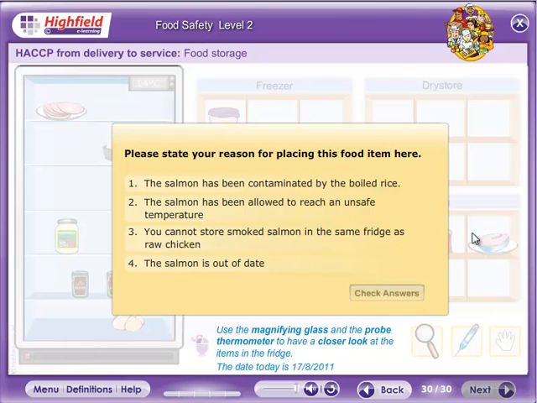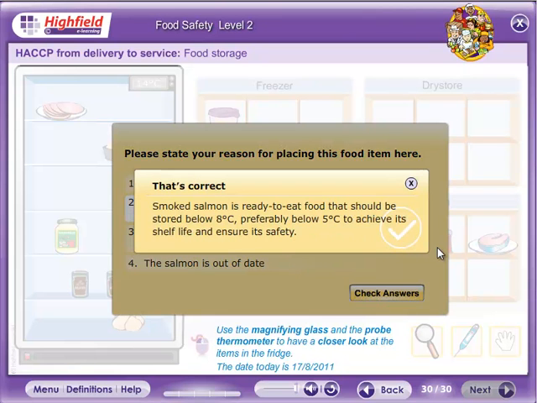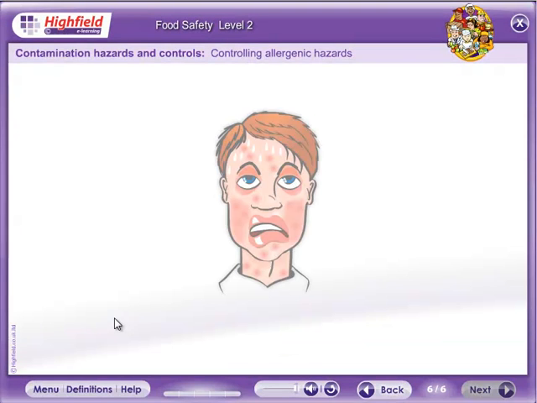Please state your reasons for placing this food item here. That's correct. This customer had just finished eating his food when he experienced sudden flushing of the skin. The manager immediately called for medical assistance. He then asked the supervisor to investigate and identify the problem area.